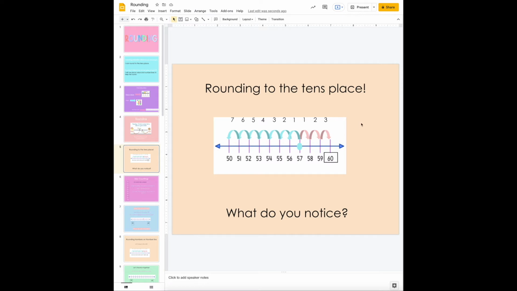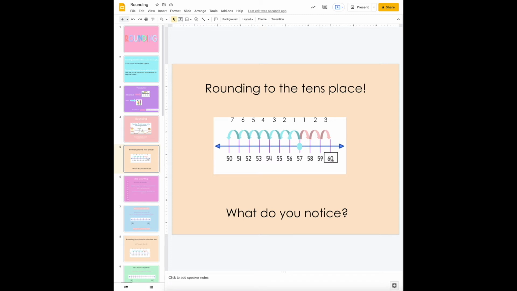Now our next question is, did we round up or did we round down? A great way to answer this is, if the number we rounded to, 60, is higher than the number we started with, 57, we know we rounded up. If we rounded down, it would be a lower number. For example, if 57 was closest to 50, that would mean we rounded down because 50 is smaller than 57. So we know we rounded up to 60.